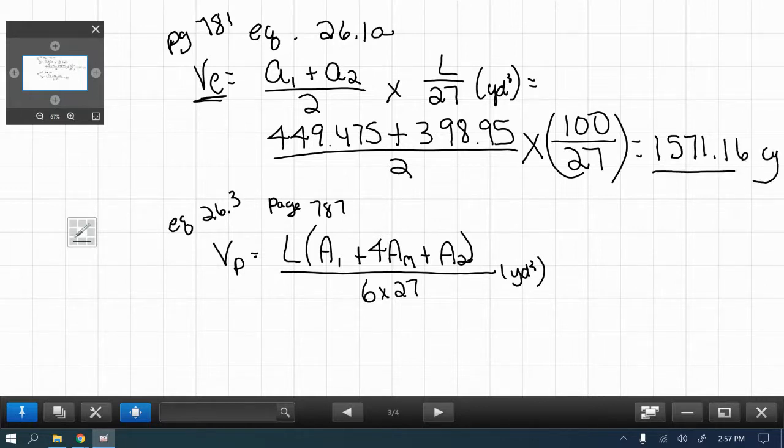cubic yards. That would be the answer I'm looking for, V sub E. Now, V sub P is different. It uses L, and then it's area 1 plus 4 times area in the middle plus area 2, and then divided by 6 times 27, which is a constant.